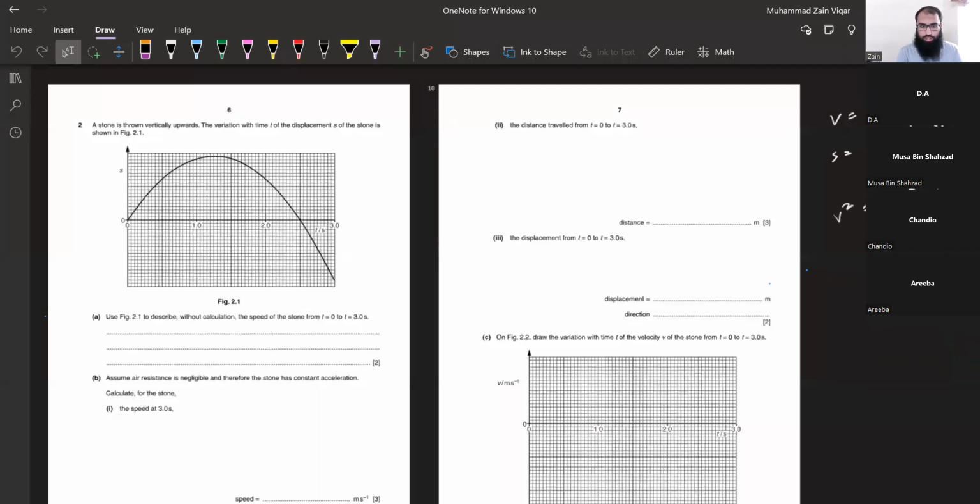Is this a question of projectile motion? No. Why? Yeah, it's a bit related, but it's not projectile motion. Both are kinematics, but it's not projectile motion.